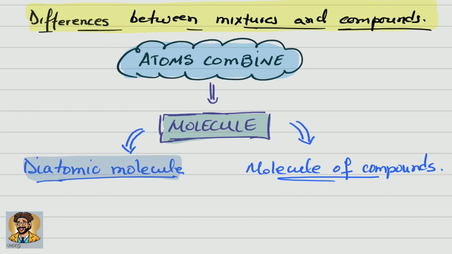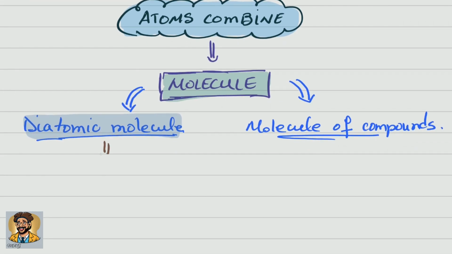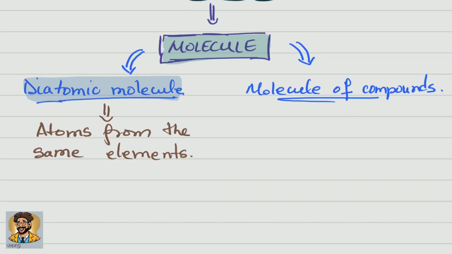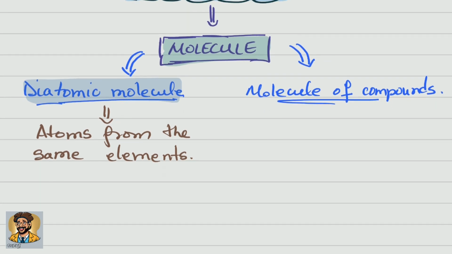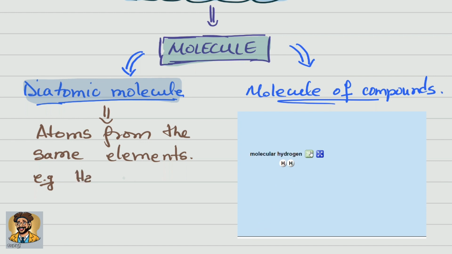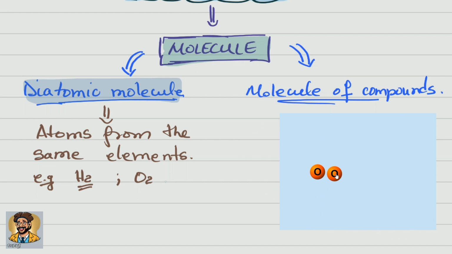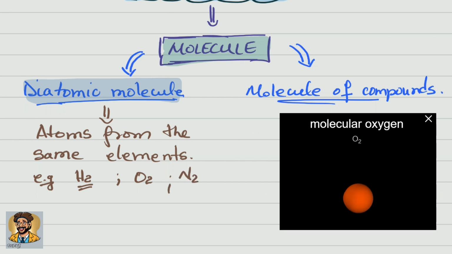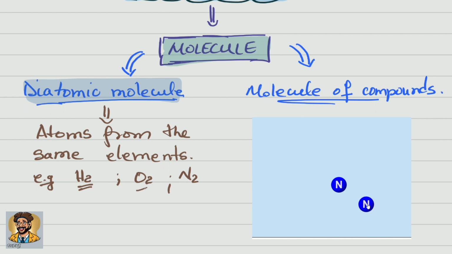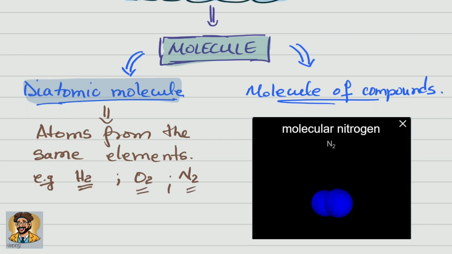Now, what is a diatomic molecule? A diatomic molecule is when two atoms from the same element combine. For example, let's look at two examples we already spoke about previously, and even drew those molecules. H2 is a diatomic molecule because you can see both of them are hydrogen. Another example is O2. Those are examples of diatomic molecules. You can see they have two atoms of the same element.